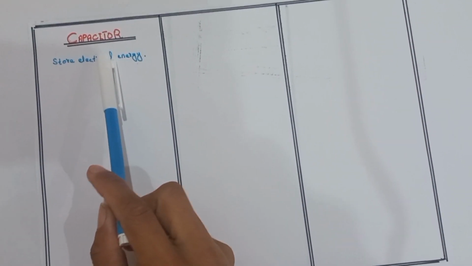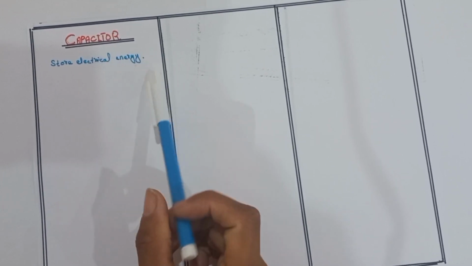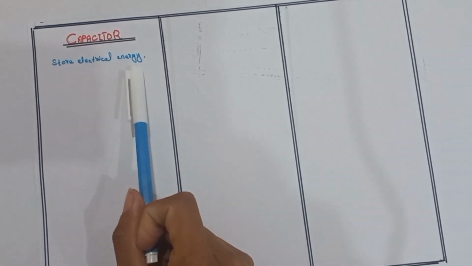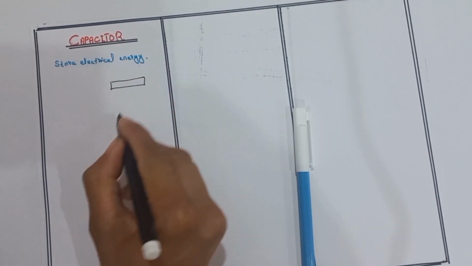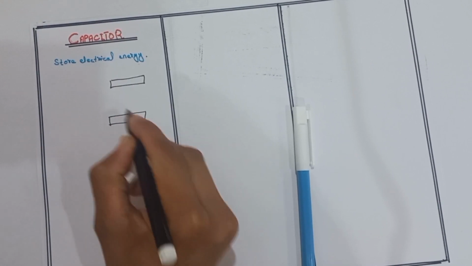Capacitor is the most important component in the circuit after the resistor. Capacitor is used to store electrical energy. Now this capacitor consists of two conductive plates.